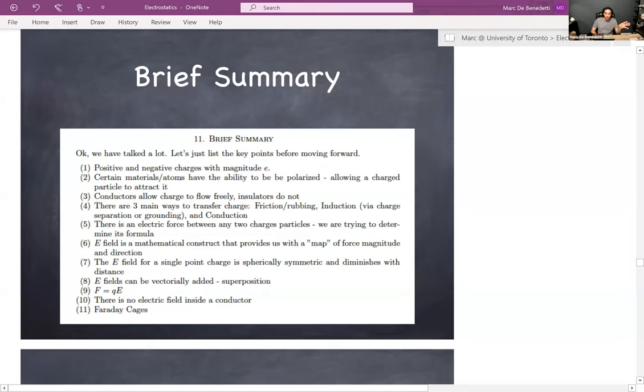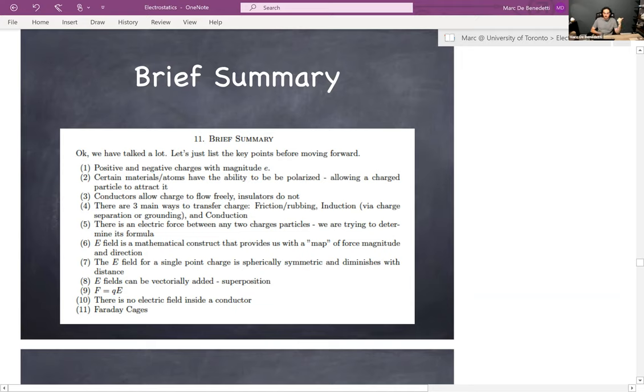There's an electric force between two charged particles. That's something we've established. We have yet to figure out what the formula is, but we're incrementing our way there. We do know the relationship between force and the electric field is F equals QE. What do we know about E? Just again, using our gut intuition and our logic.